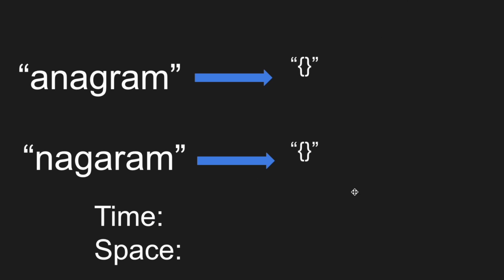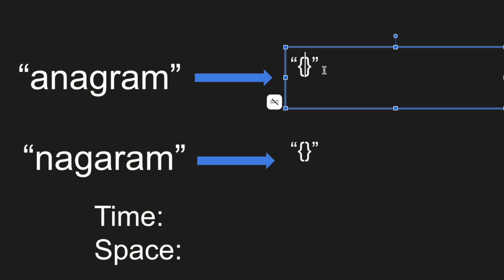The faster way to solve this is we can create a hash table for both of the strings, and the hash table can display the number of times each letter shows up in the string. And if both of the hash tables are equal, then we can return true. Otherwise, we can return false. So let's go through this example.